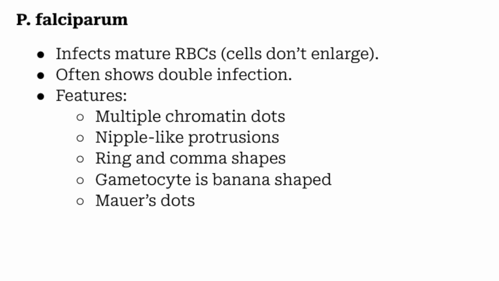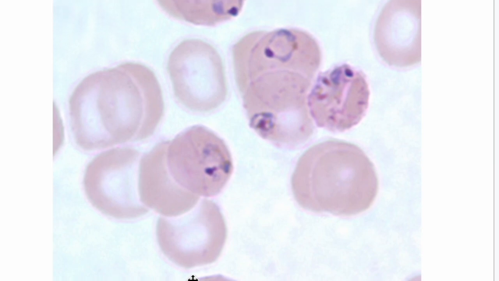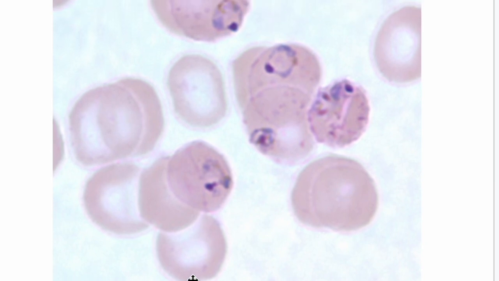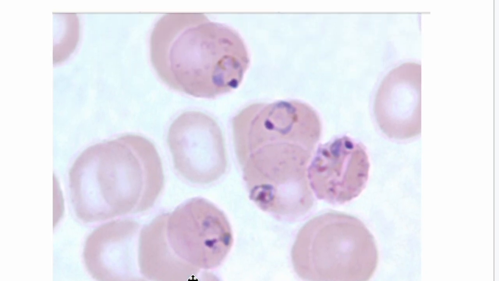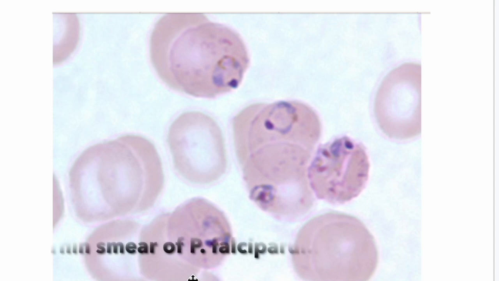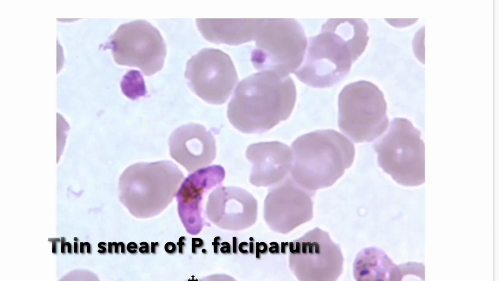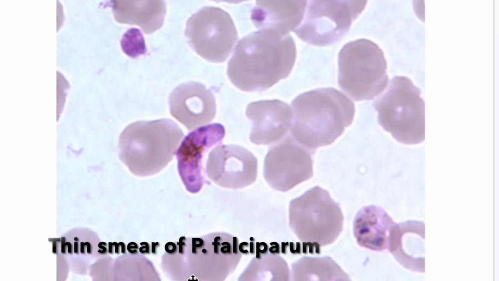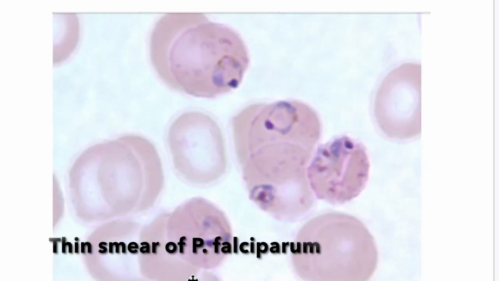What you'll see are multiple chromatin dots, and you see what is referred to as a nipple-like protrusion, which is when the chromatin dot is just outside of the cell, while the body of the parasite is inside the red blood cell. So the cytoplasm is inside, but the chromatin may be just outside, giving this nipple appearance. You'll definitely see ring forms, but you may also see comma shapes. The gametocytes in P. falciparum are banana shaped, and you may also see what's referred to as Maurer's dots.